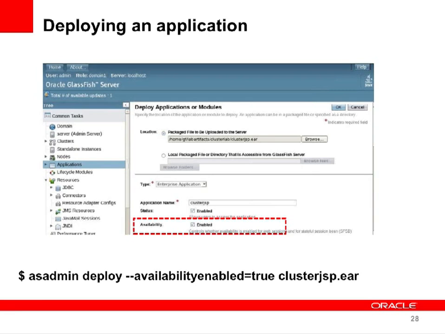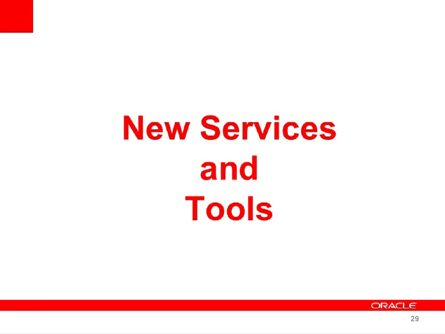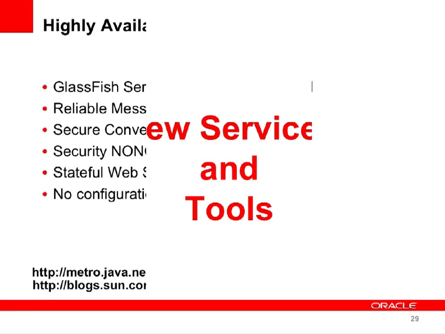And I should also mention that in your web.xml, there's an XML element called distributable that you'll also want to enable for your web application. That's basic Java EE specification stuff, and it's also in the GlassFish documentation.